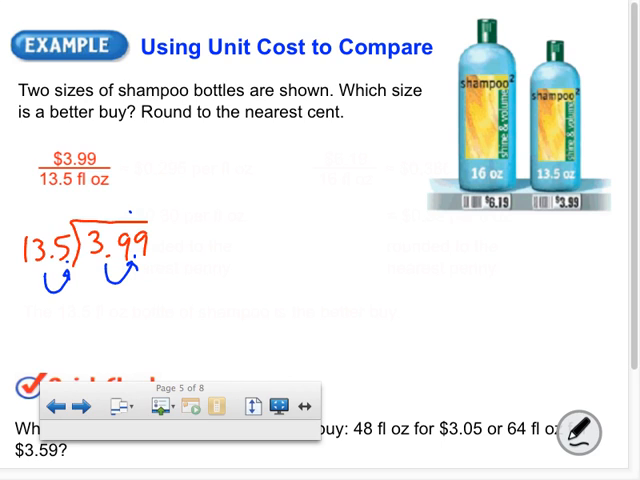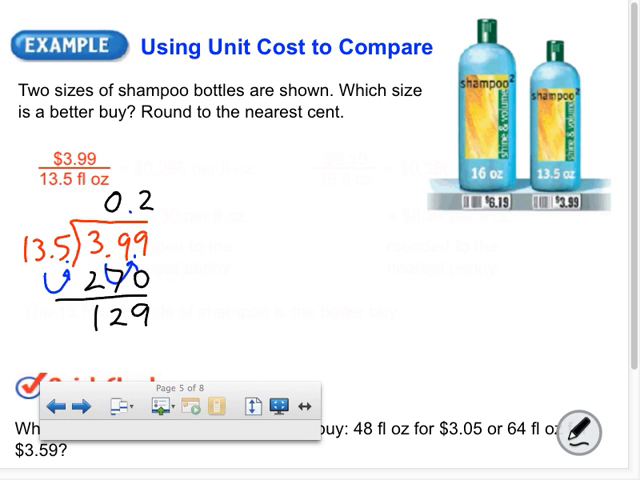Okay. Does 135 go into 3? No. Can 135 go into 39? No. How many times will 135 go into 399? 2. Twice, right. So 2 times 135 is what? 270. Let's subtract that. 9 minus 0 is 9. 9 minus 7 is 2. 3 minus 2? 1.